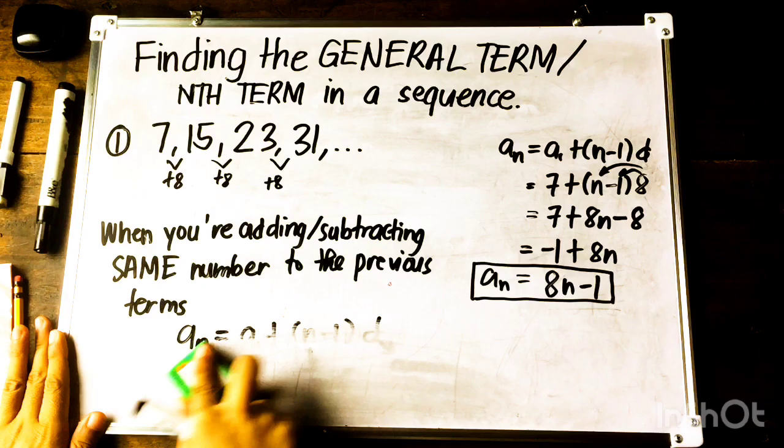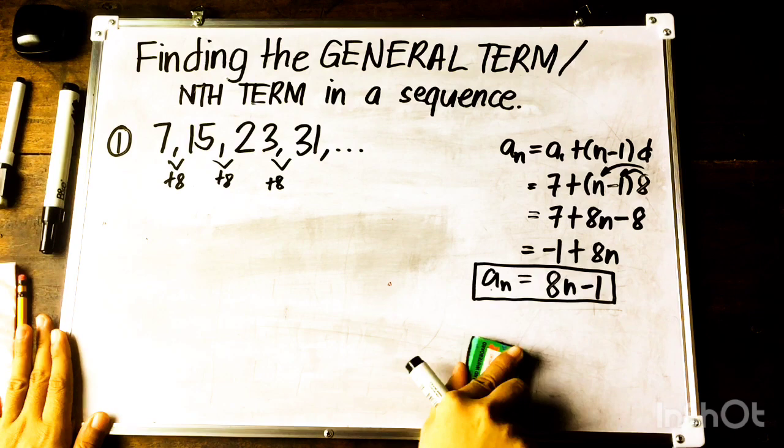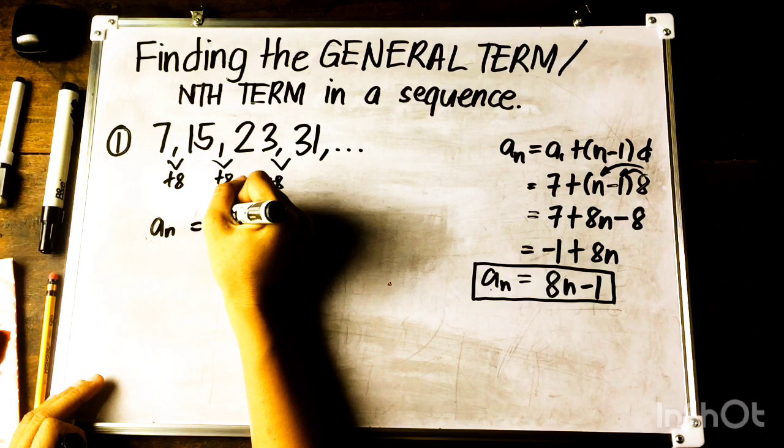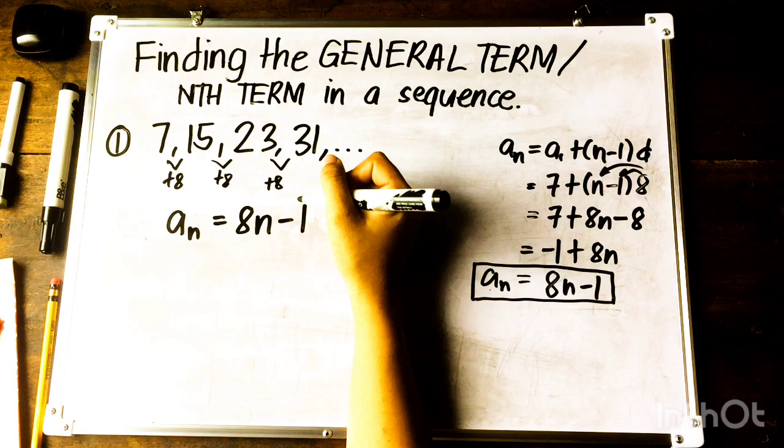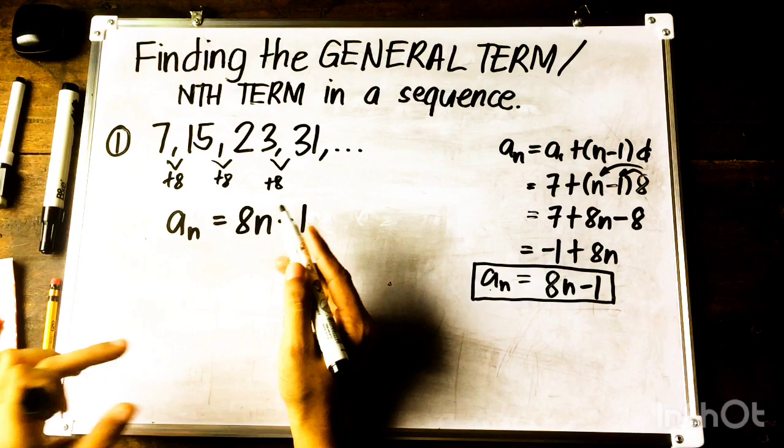So, the ink gets thick when it has been written for a long time. So, a sub n equals 8n, I know, mali. A sub n equals 8n minus 1. Now, be careful when you are writing subscript, okay? So, medyo maliit siya sa baba na sinusulat.